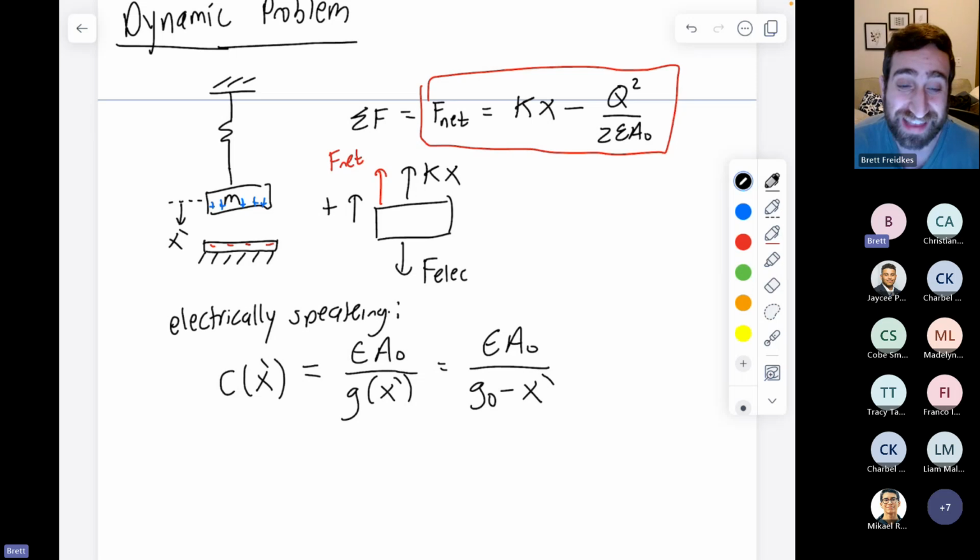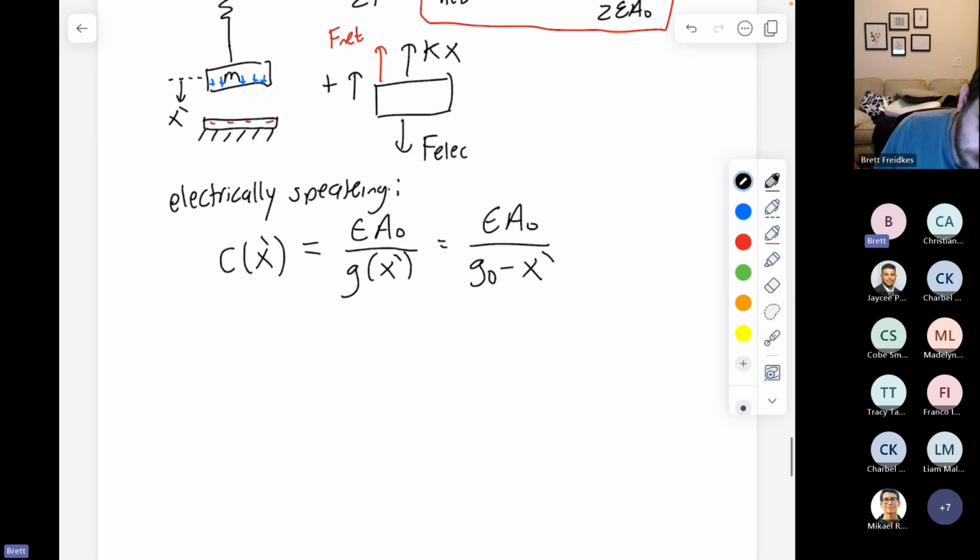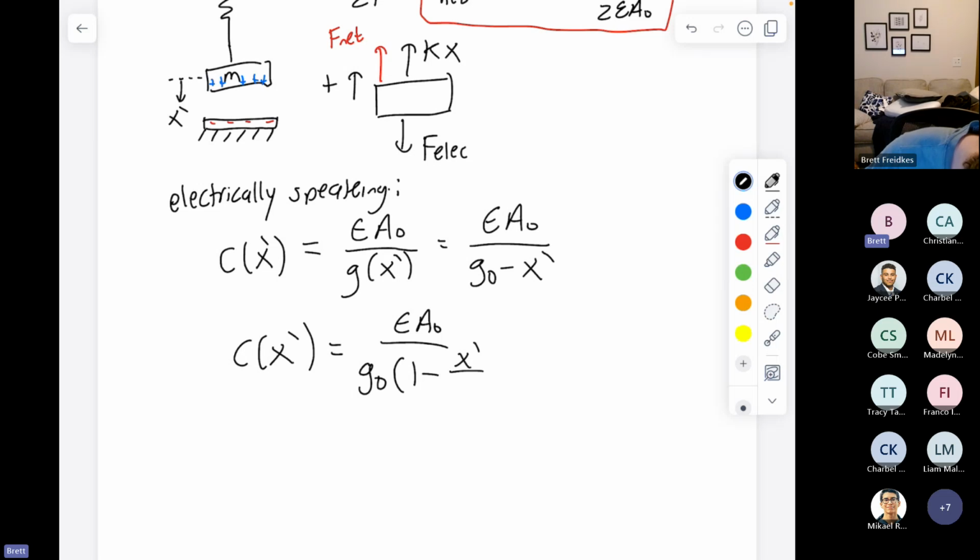This is our capacitance as a function of that deflection. The capacitance is going to change, right? If the gaps get closer together, the capacitance has to change. So I'm going to manipulate this a little bit. I'm going to factor out G naught: 1 minus x prime over G naught.